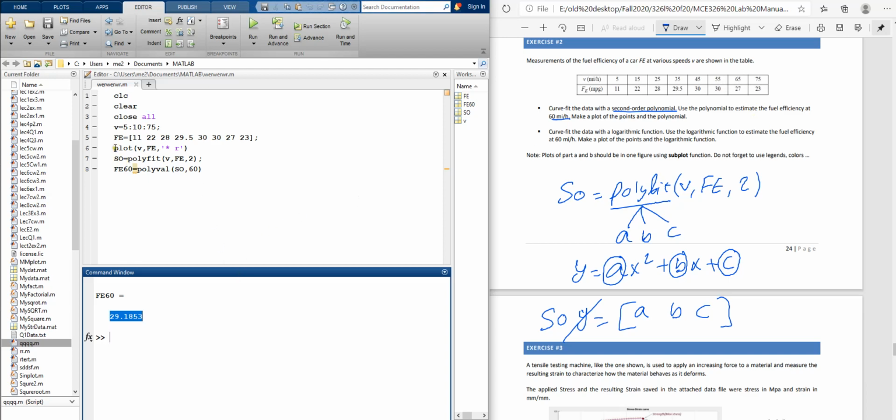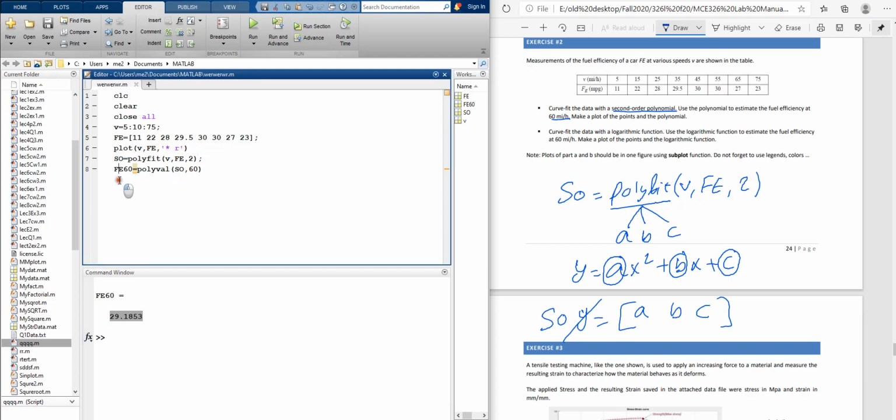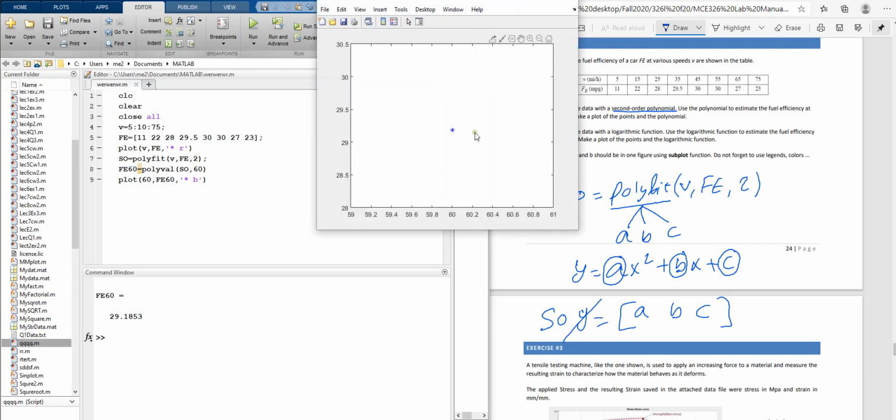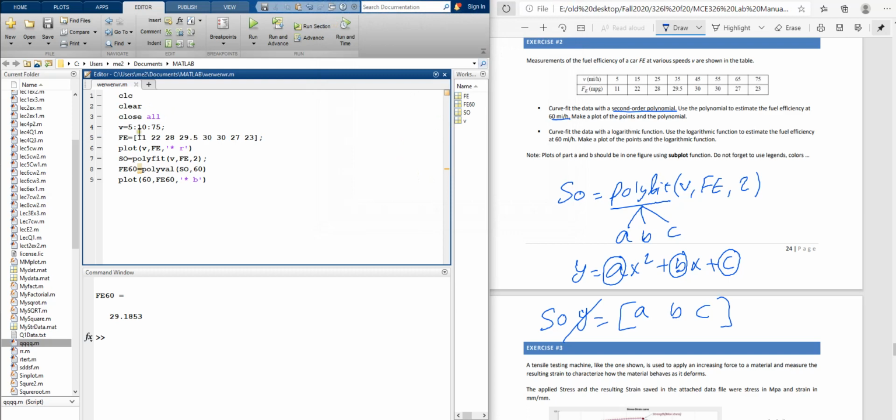If you want to plot it, I will plot. Control C, Control V, just to show you that. Control Z again. Control C, Control V to show you this point. Plot the point, which is 60, with its value. It is Fe60. Say a star, in blue. Run the program. This figure will delete the old one, so keep hold on, as an example.